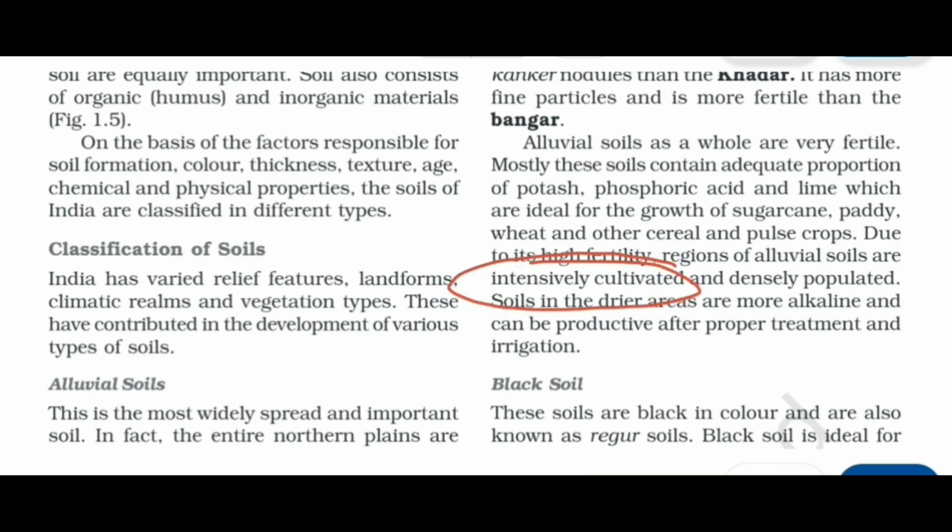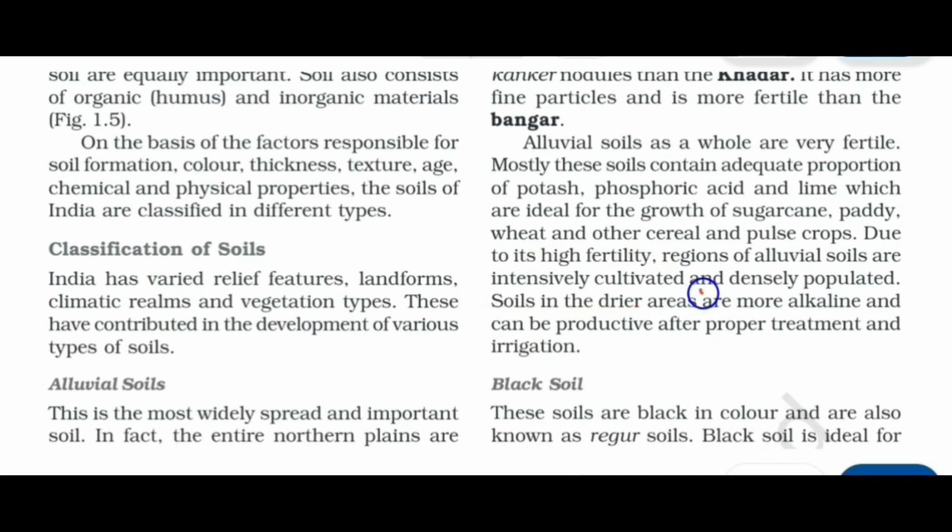Can anybody tell me the meaning of intensively cultivated? That means one crop is taken, immediately the farmer will grow the second crop. If the second crop is taken, he will go for the third crop. Continuously, one after another, they keep on growing crops. That is the meaning of intensively cultivated.